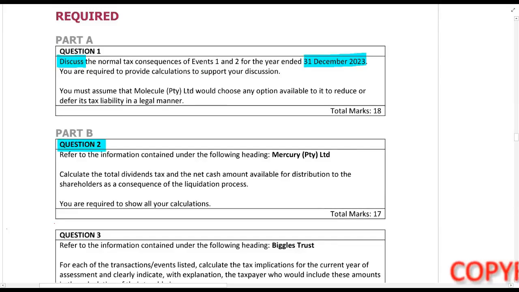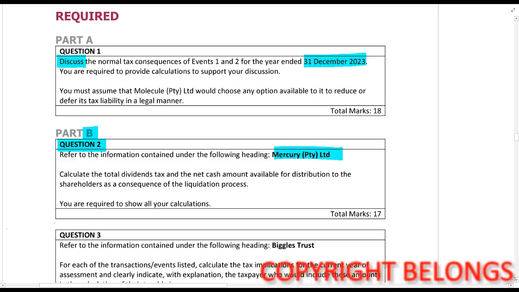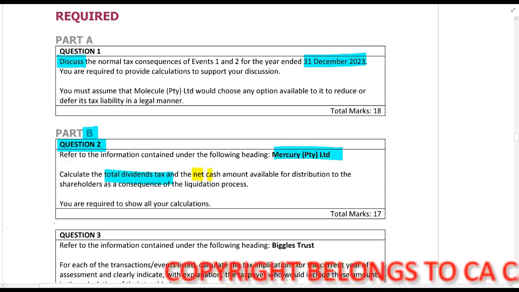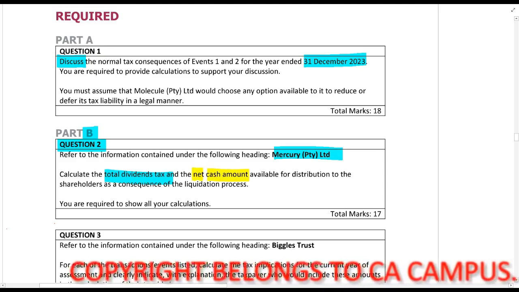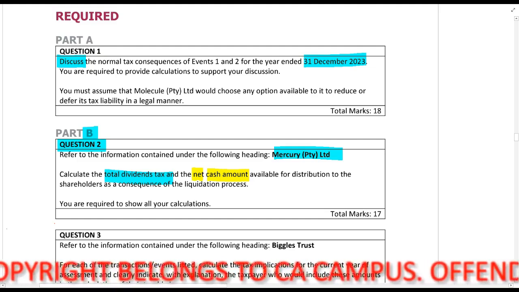Question 2 is from part B, and it says, refer to the information contained under the following heading, Mercury Pty Limited. Calculate the total dividends tax and the net cash amount available for distribution to the shareholders as a consequence of the liquidation process. And you are required to show all your calculations.